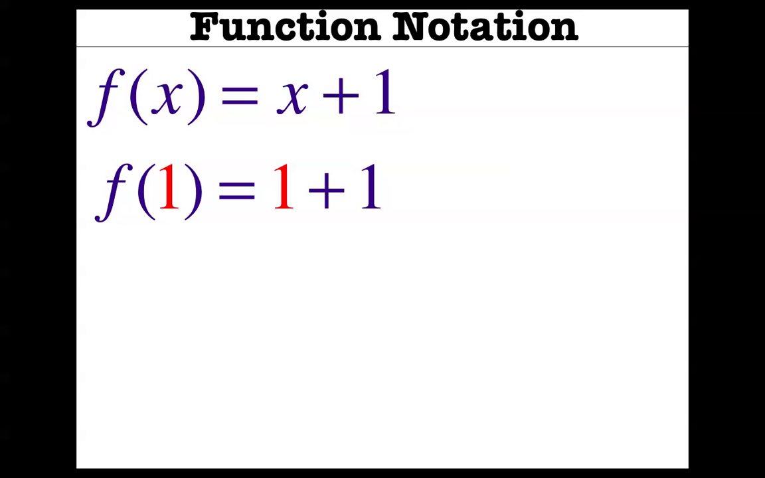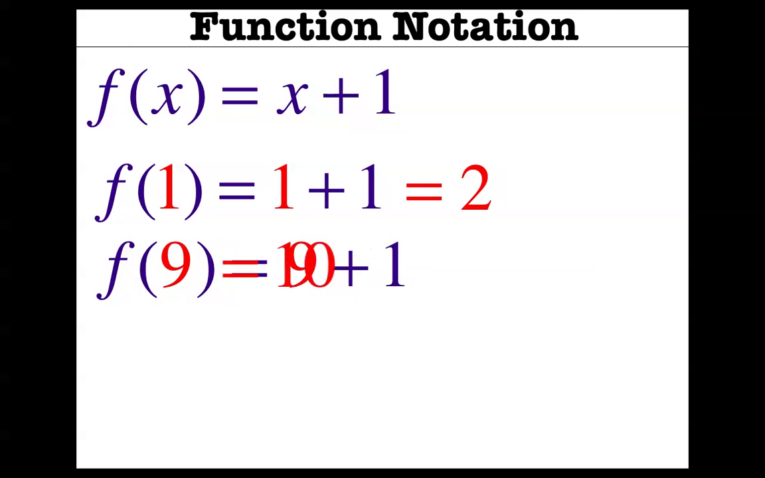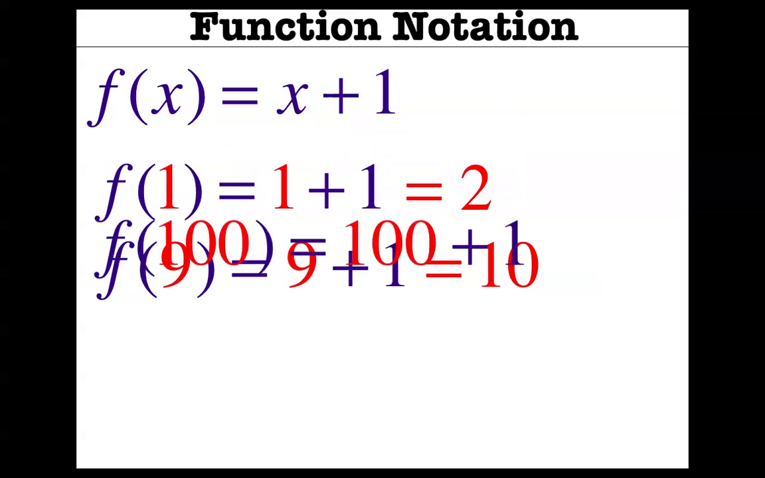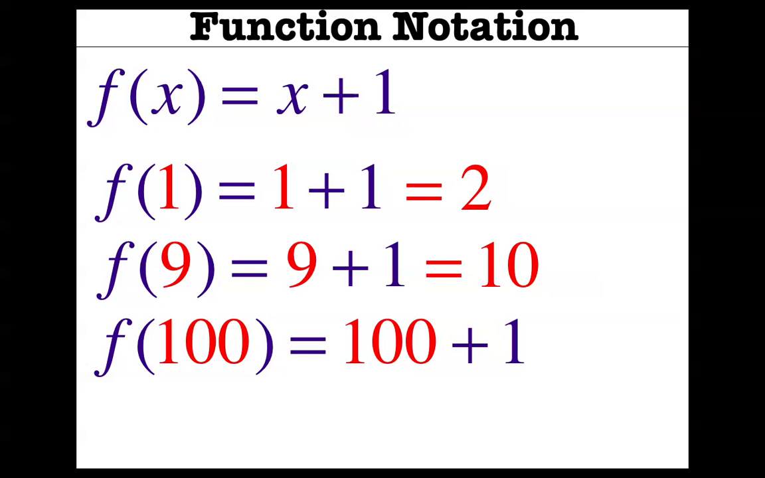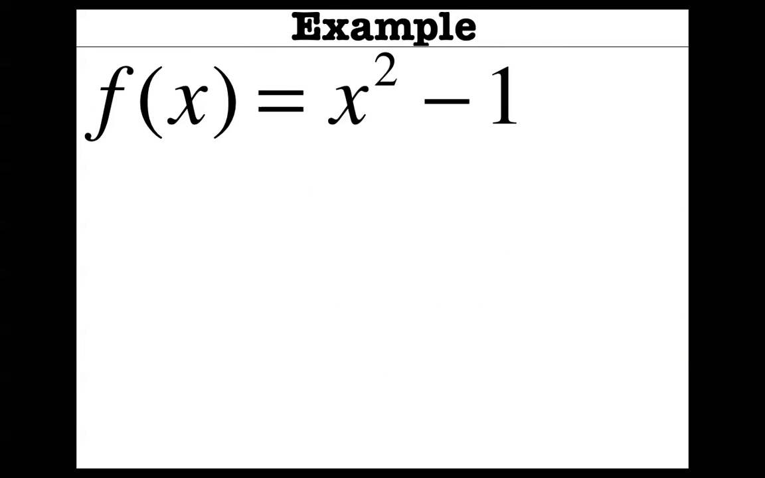We're going to then figure out that if you plug 1 in, you get 2 out. And if you plug 9 in, you get 10 out. The f of x notation is just a way to figure out what you get out with what you put in. So if I wanted to figure out what I get out of this function by plugging in 100, I'm going to say f of 100 equals 100 plus 1, because I'm going to plug 100 in for x and get 101.